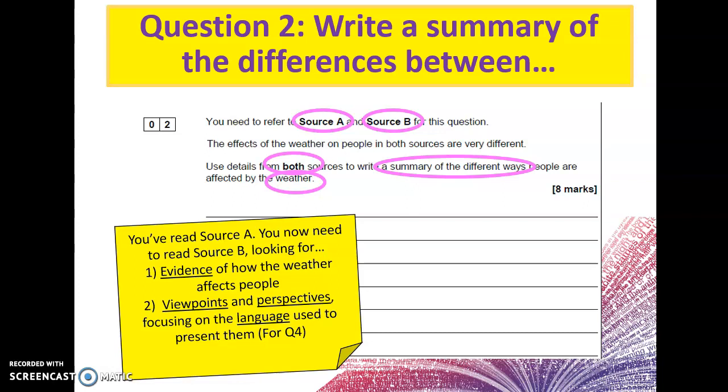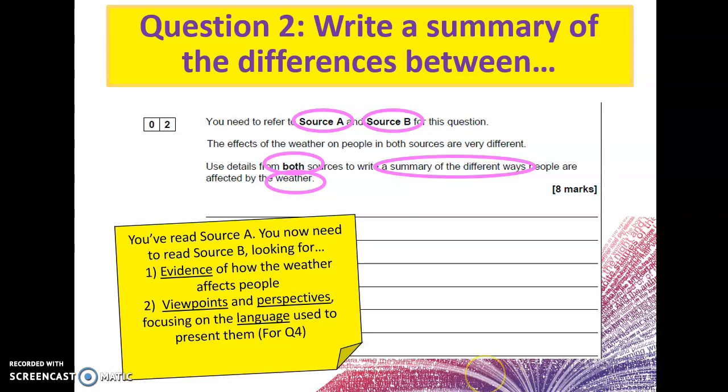You're going to read source B and you'll find different examples, but you might find that whereas source A was destructive, in source B the weather's just inconvenient. It makes it very difficult for people to go about their business. And whilst in source A, the weather was really violent and made people afraid, in source B, it just smothered everything and was beautiful. So you can look at those differences.